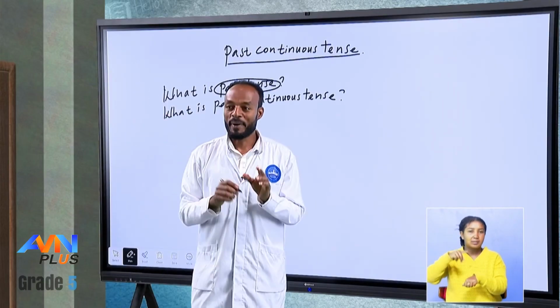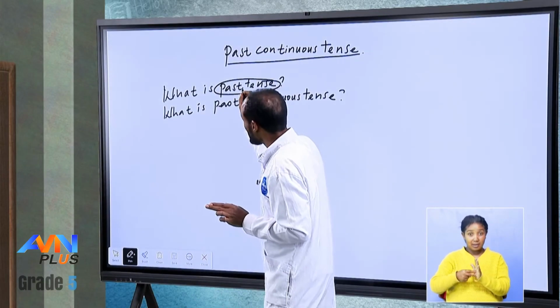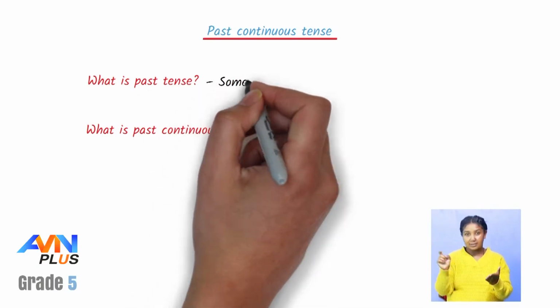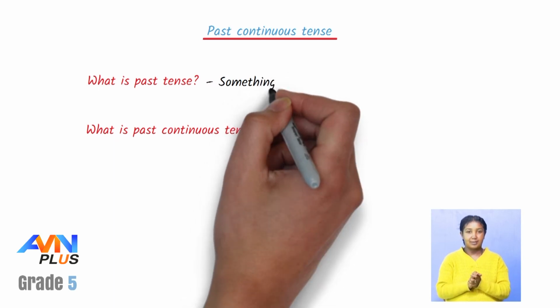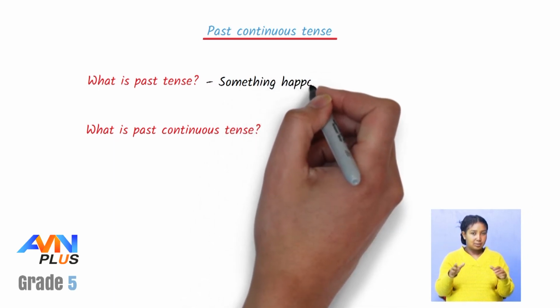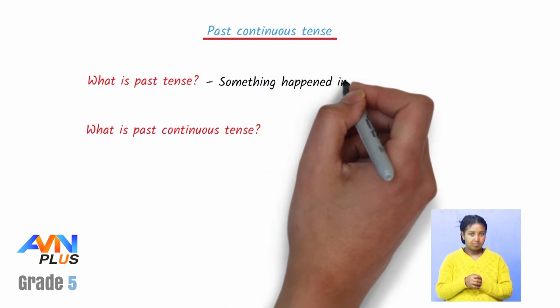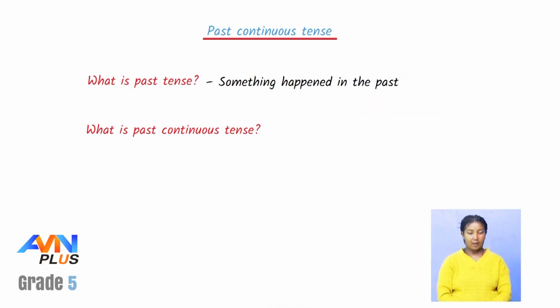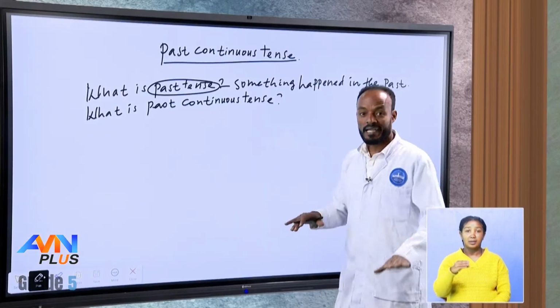Past tense means, as its name indicates, something happened in the past and completed there.